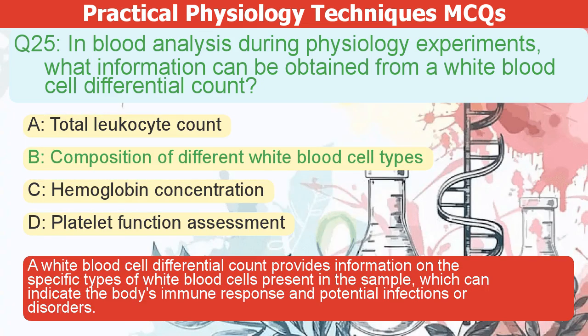The correct answer is B. A white blood cell differential count provides information on the specific types of white blood cells present in the sample, which can indicate the body's immune response and potential infections or disorders.